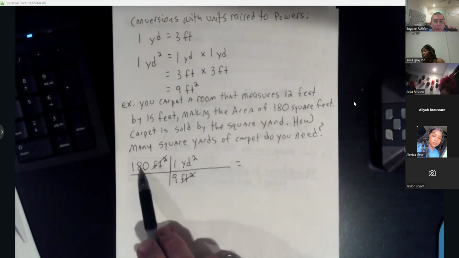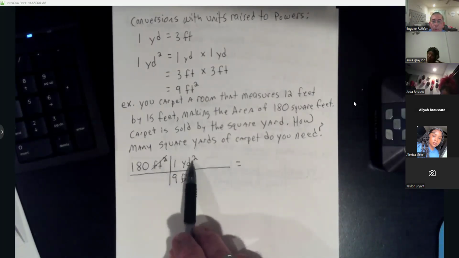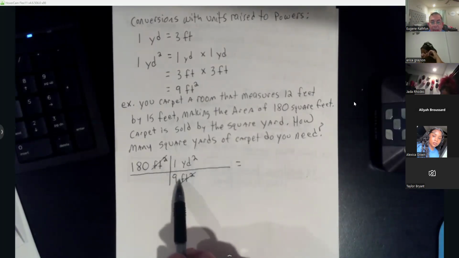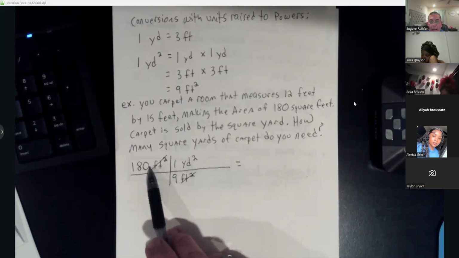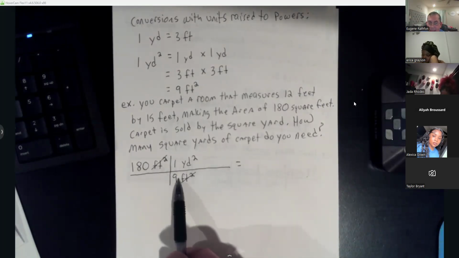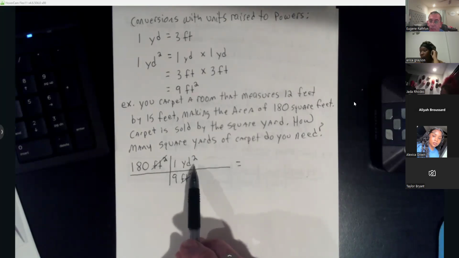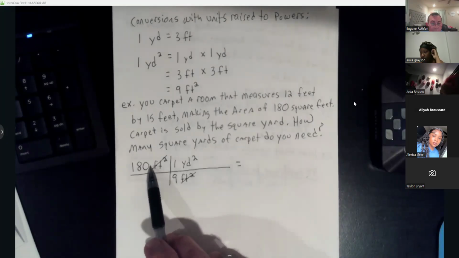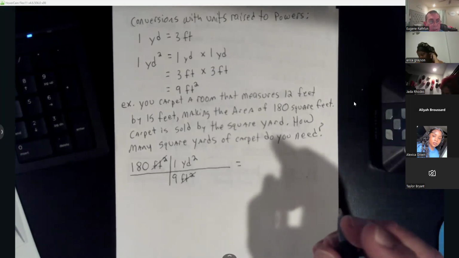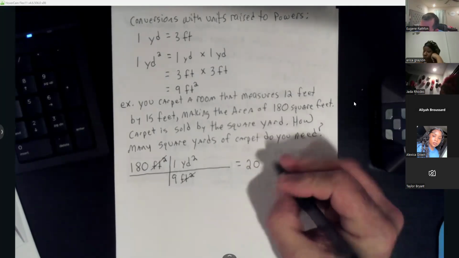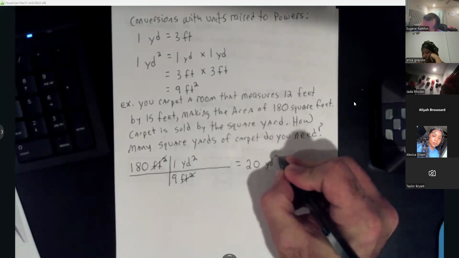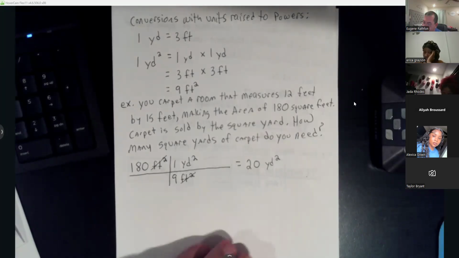Now, you multiply the 180 times 1 on top. Since the 9 is on bottom of the line, we would take the 180 and divide by 9 and end up in square yards. And y'all, what's that? 180 divided by 9, that's what, 20 square yards.